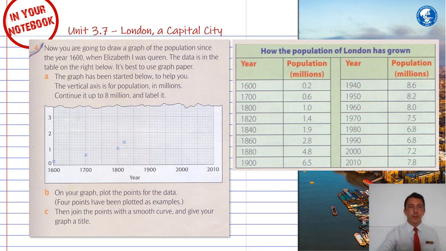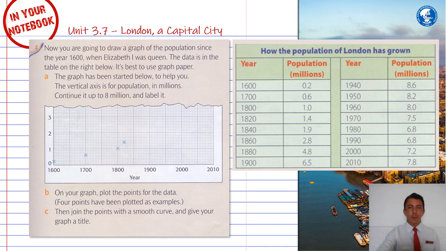So for A, it says the graph has been started below to help you. The vertical axis is for population. Vertical means going up. So you're going to continue that up to 8 million. In fact, you should go over 8 million, because if we see in the table, in 1940 we have 8.6 million. Then, along your horizontal axis, along the bottom, we need to add the dates.